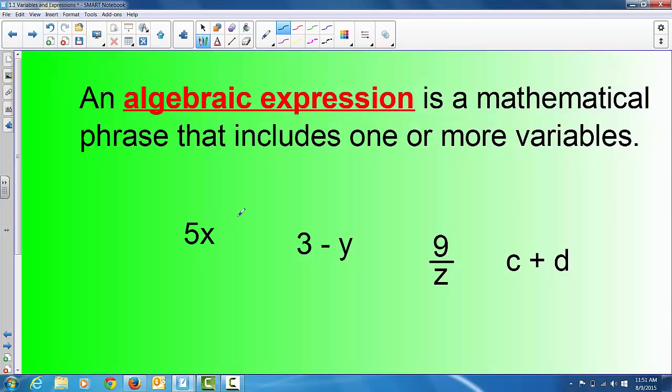Now, an algebraic expression is a mathematical phrase that includes one or more variables. Remember, a numerical expression was a mathematical phrase that included numbers and operation symbols. Now an algebraic expression is going to have a variable included. So what do we have right here? We've got 5 times x. Whenever you have a number up against a letter, that means multiplication. Over here we've got 3 minus y. If it involves a variable, then it is an algebraic expression.